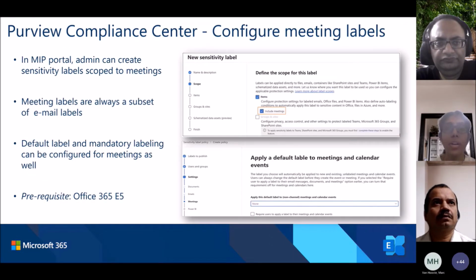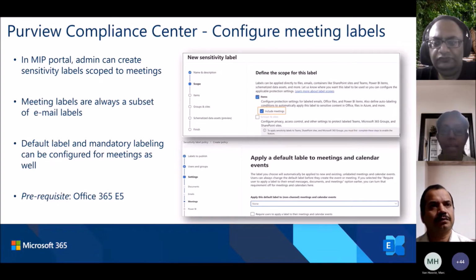With that, now let's look at an end-to-end flow from the label configuration to the applying of the label and see how the content gets protected. First, in the web portal, IT admins can create sensitivity labels that are scoped for meetings. As you can see, the meeting labels are always a subset of email labels. For meetings also, the default labels and mandatory labeling can be configured. The prerequisite for this is that the tenant needs to have an Office 365 E5 subscription.